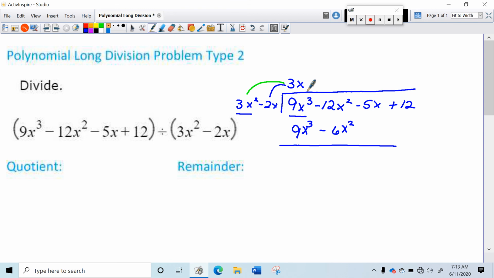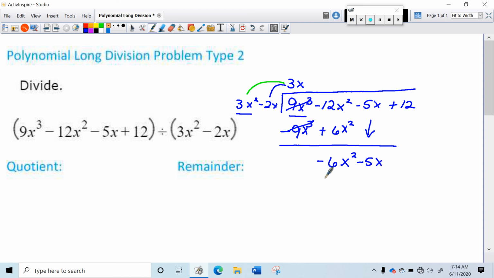The next step is to change all the signs in the bottom that you have here. So a positive 9x cubed changes to a negative 9x cubed. A negative 6x squared changes to a positive 6x squared. And then you figure out what those are. 9 take away 9 is 0. For my x squareds, negative 12 plus 6 is negative 6. Bring down the next term, negative 5x.